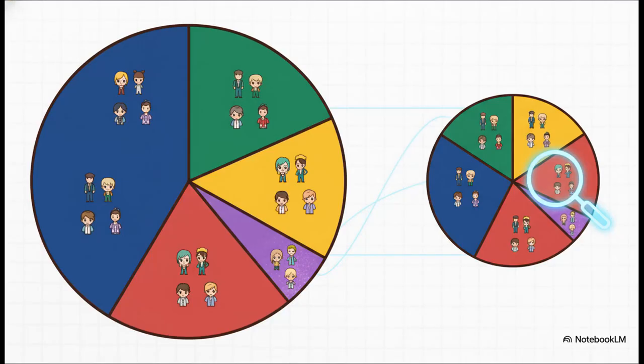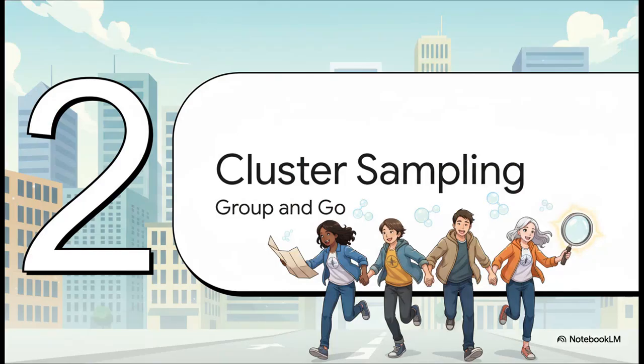So what's the payoff for all that work? Well, it's huge. This method absolutely guarantees that you'll have representation from all your important subgroups, even the really small ones. This slashes your risk of sampling error and means you can confidently compare what the different groups think. It's incredibly powerful.